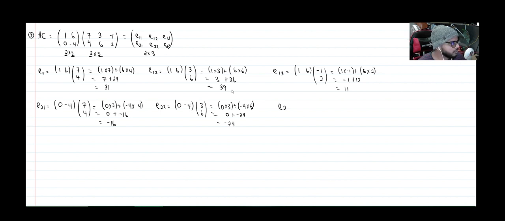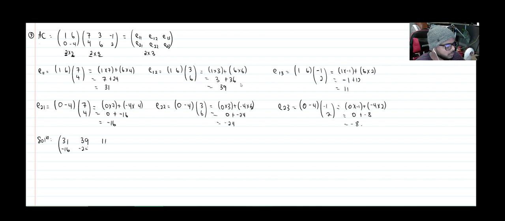And lastly, E23. Second row, 0 minus 4. Third column, minus 1, 2. First by first, plus second by second, minus 4 by 2. We get 0 plus negative 8, and we get negative 8. So my solution will be E11, E12, E13, E21, E22, E23. Simple as that.